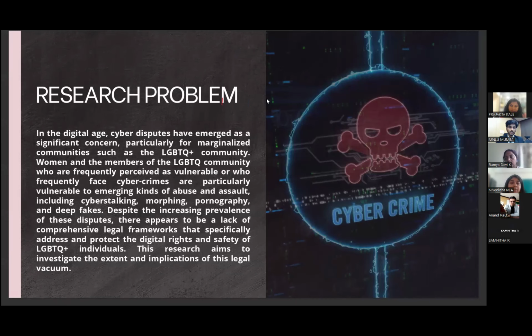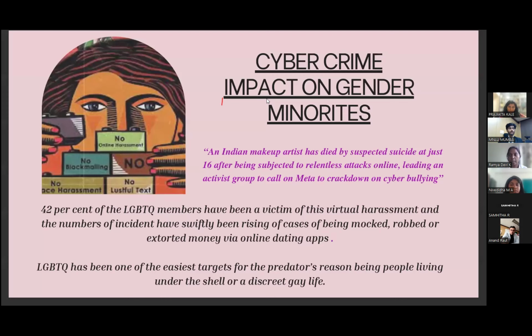In this research paper, we will delve into the conceptual framework that sheds light on the relationship between gender and technology. The aim is to explore the legal ramifications associated with crimes against gender minorities in cyberspace. The research analyzes the existing legal mechanisms for addressing disputes and the potential avenues for developing effective legal frameworks to mitigate online harm and protect LGBTQ people's rights. The first chapter is regarding the cybercrime impact on gender minorities.